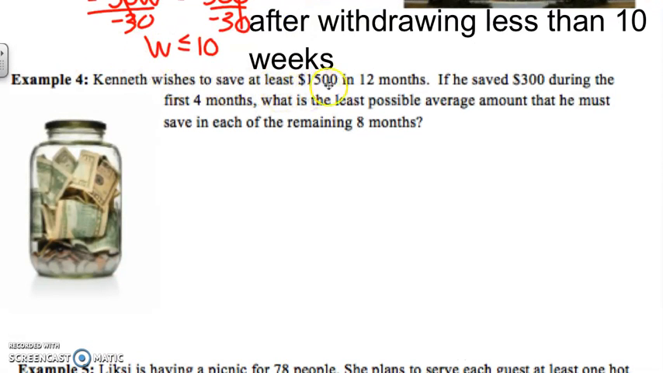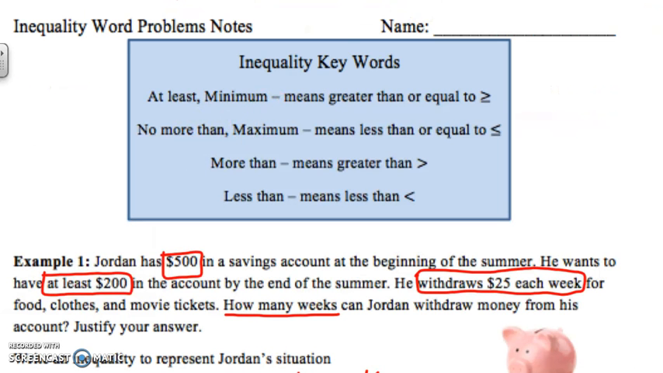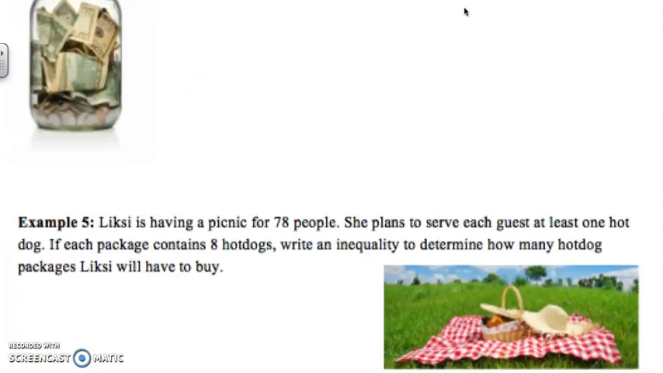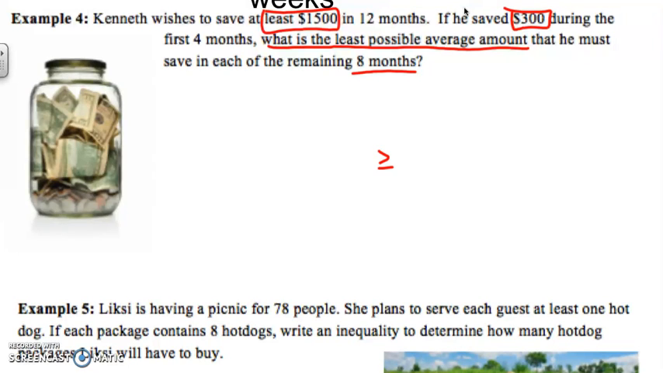Alright, Kenneth wishes to save at least $1,500 in 12 months. Keyword there would be at least. If he saved $300 during the first 4 months, what's the least possible average amount that he must save in each of the 8 remaining months? Okay, so at least, again, if we flip up here, at least is going to mean greater than or equal to. So I can already say that this is going to be greater than or equal to 1,500.